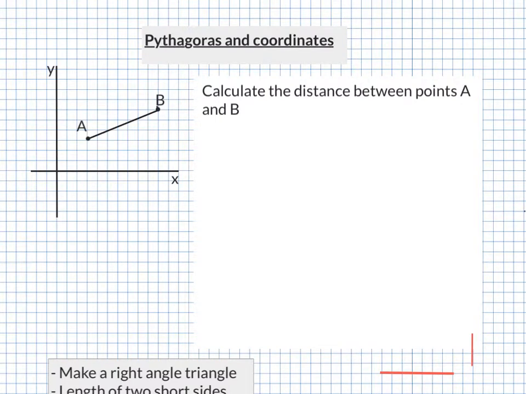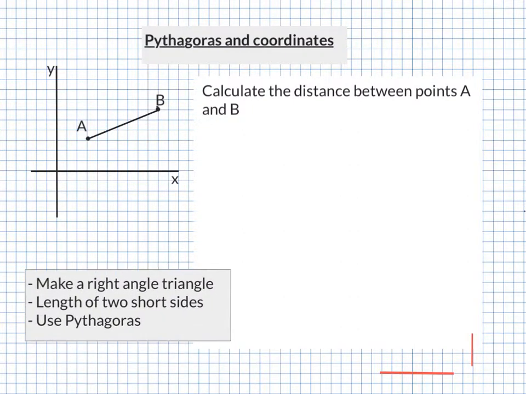In this video, we're going to use Pythagoras to work out the distance between two coordinates. So we've got a coordinate grid here on the left, and we've been asked to work out the distance between points A and B. So these are the steps I'm going to follow.